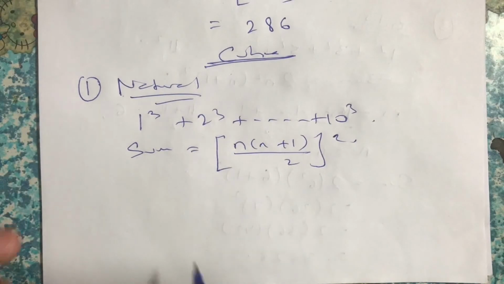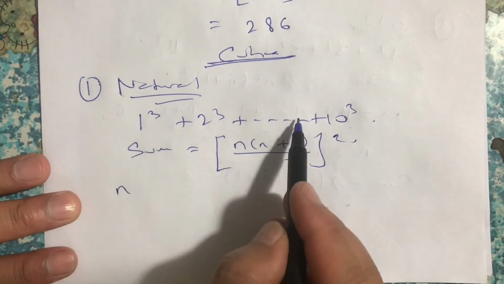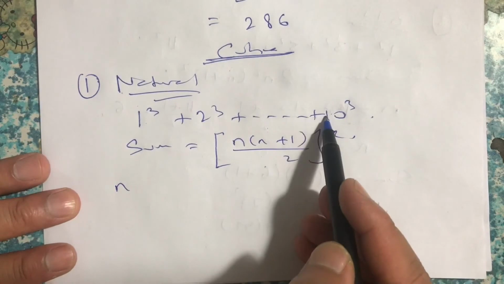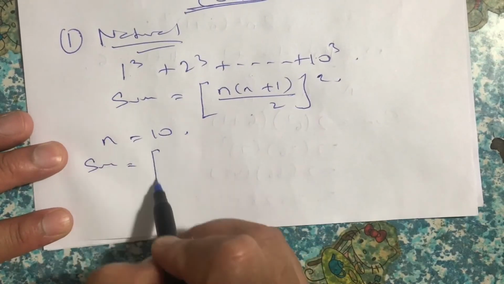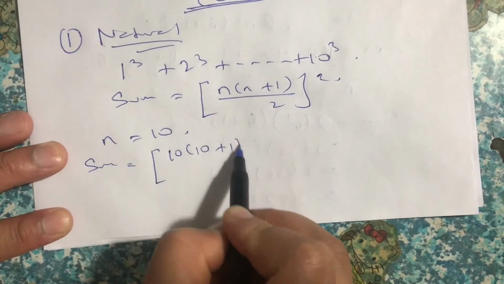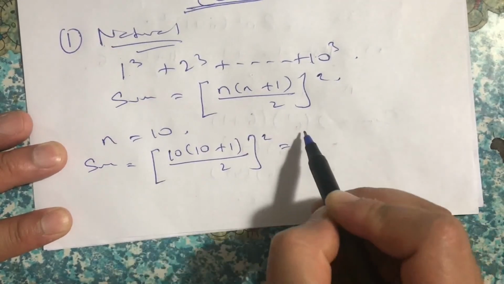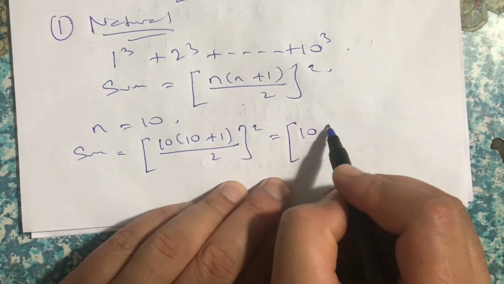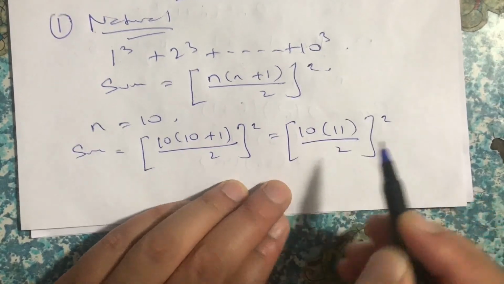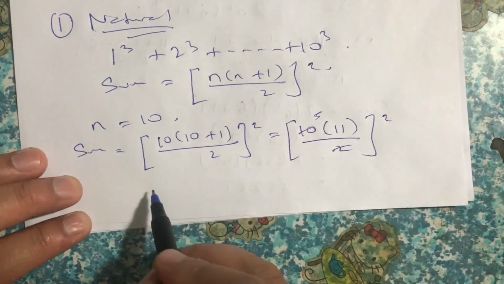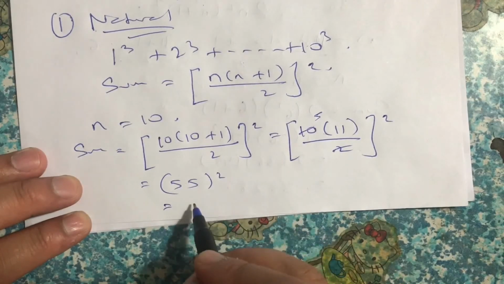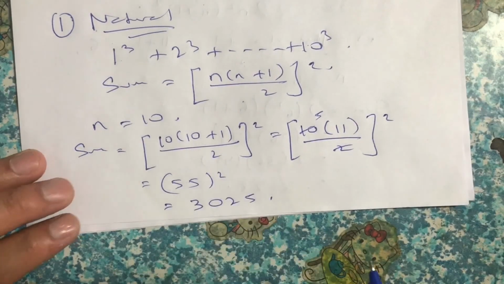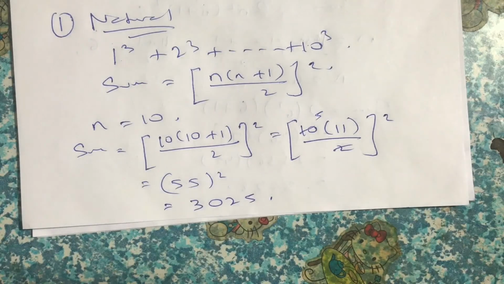First we need to check what n is. If it's natural numbers, then n is just the last value, which is 10. So the sum is equal to 10 into 10 plus 1, whole thing divided by 2, squared. 10 plus 1 is 11, divided by 2 squared. Then I can cancel and we get 55 squared. If you check in the rough, it comes out to be 3025. That's how we find the sum of the natural numbers with a cube.